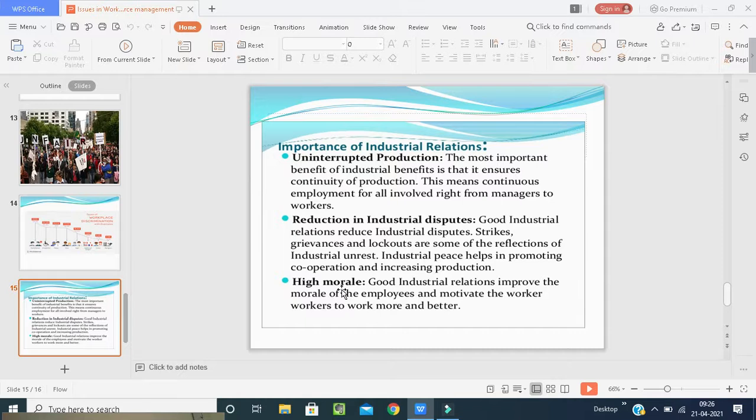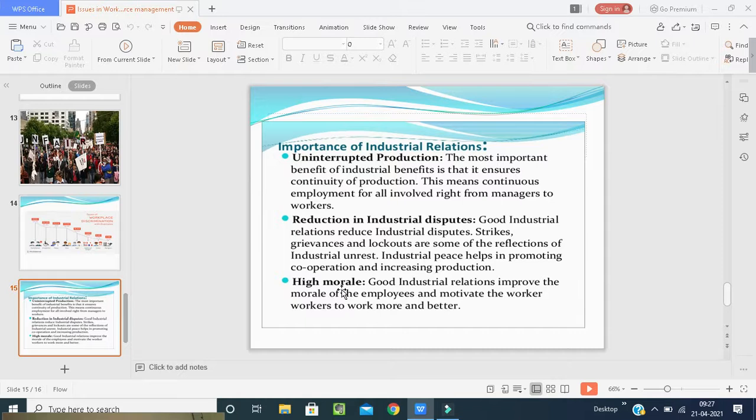Overall, here we want to say that employment for all involved, right from managers to workers, all the employees, I mean managers and employees, they need to work for the long term. After a year or 2 years, the company should not have to take them off, which will be a loss for the company as well as for the individuals.